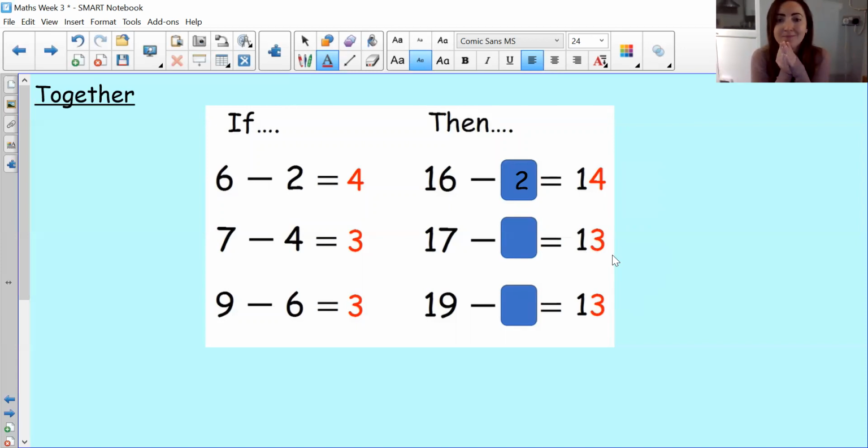So if 7 take away 4 equals 3, then 17 take away what equals 13? I think it must be 17 take away 4 equals 13. And finally, try this one on your own. So if 9 take away 6 equals 3, then 19 take away 6 equals 13.